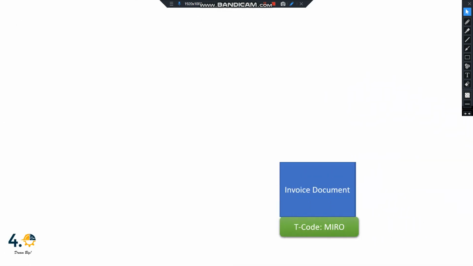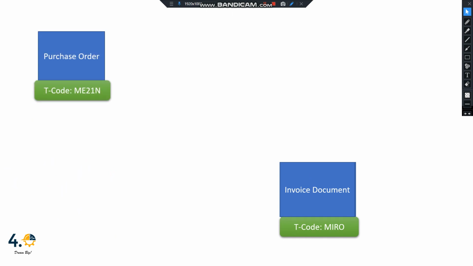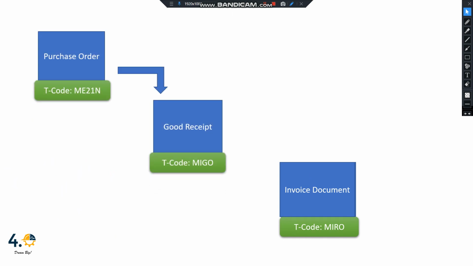Now, as we all know, the procurement process begins with the creation of purchase order and the goods receipt, and finally the creation of invoicing document. The transaction code for the invoicing document is MIRO. Please note, once you create the invoicing document, it means the procurement process is complete.